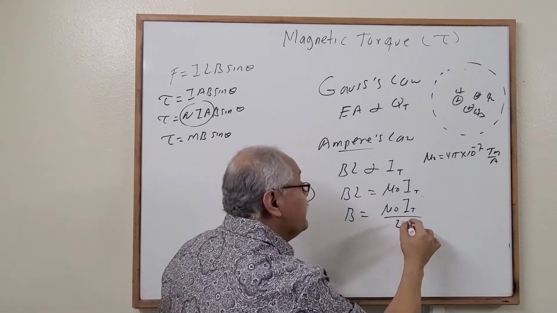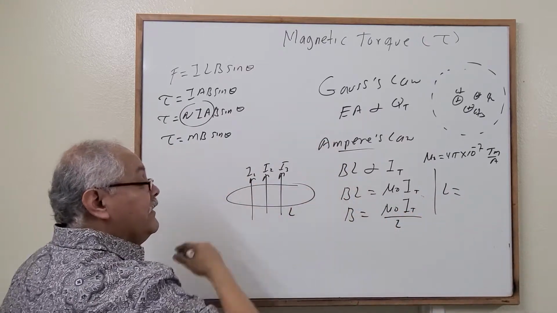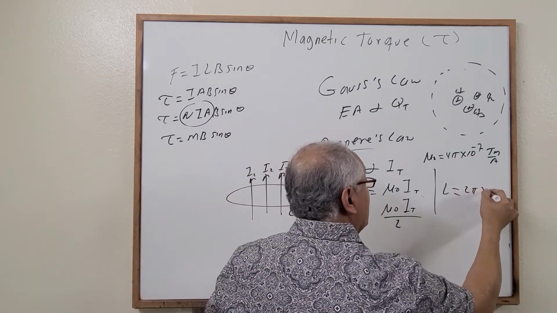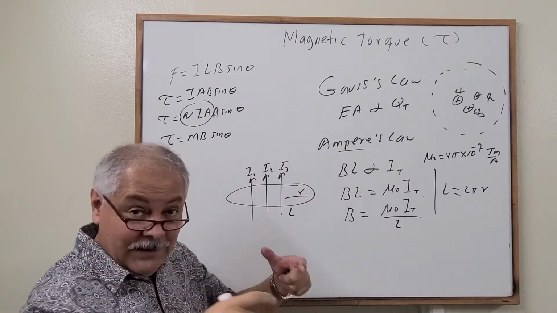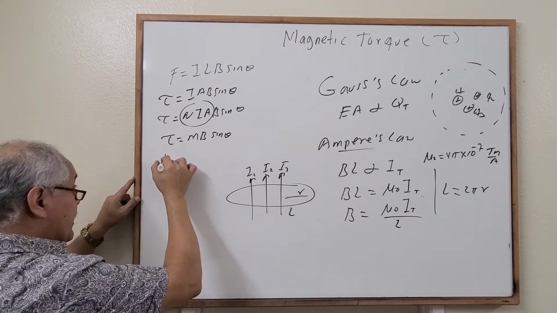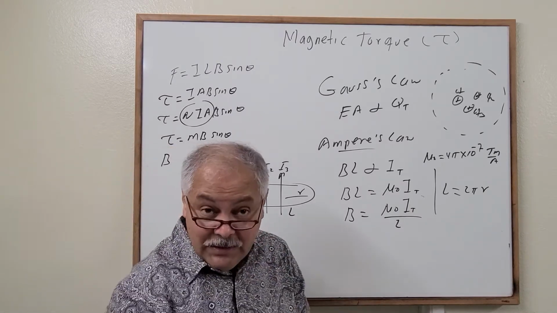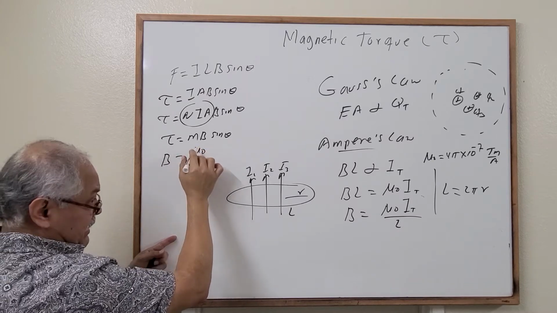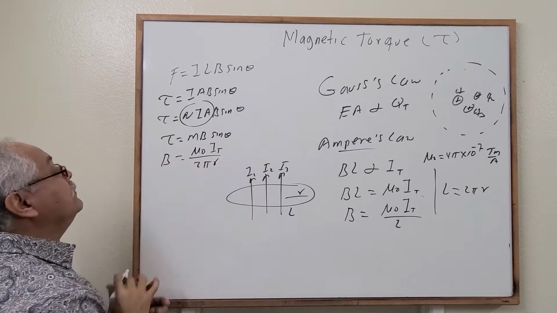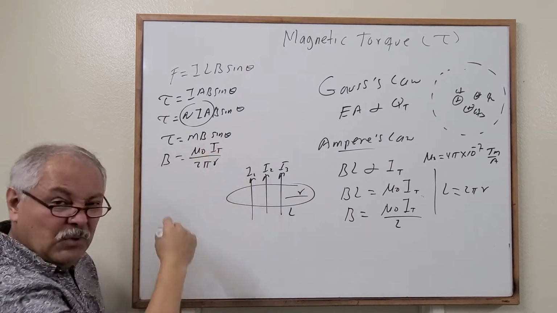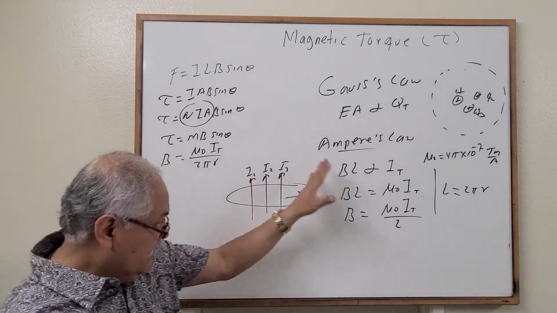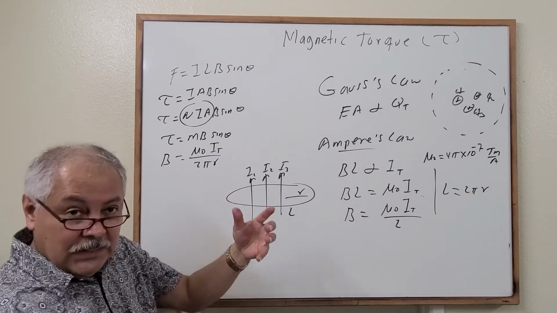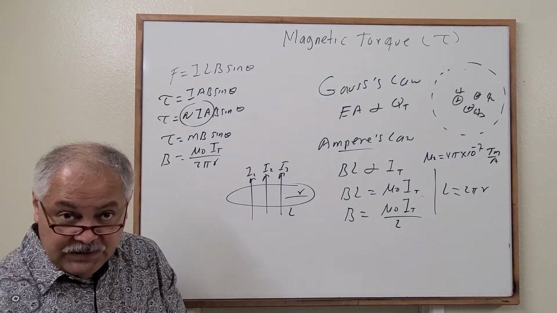Also, L is the total length of this loop, its circumference. So L is equal to 2 pi r, where r again is the radius of this loop. So in this case, according to Ampere's law, the magnetic field produced by this set of current is mu naught times the total current divided by 2 pi r. We found this equation before in the previous video, but again, it works. We get the same answer using Ampere's law and using the way that we used in the previous video. Correct?